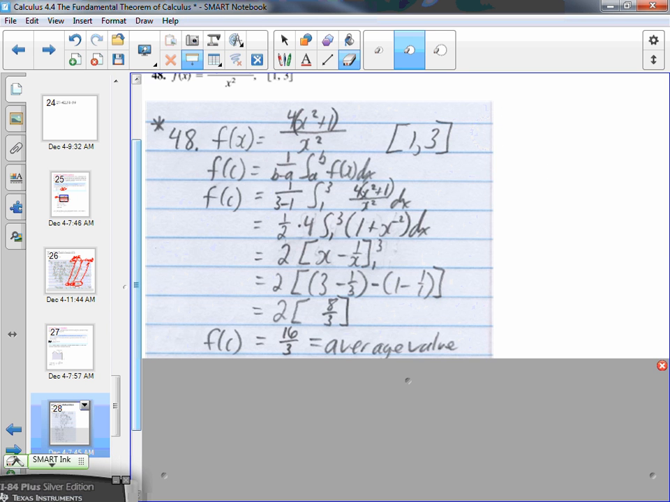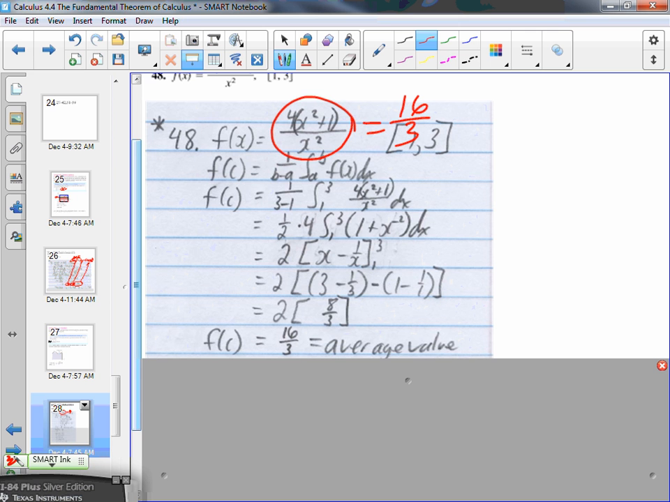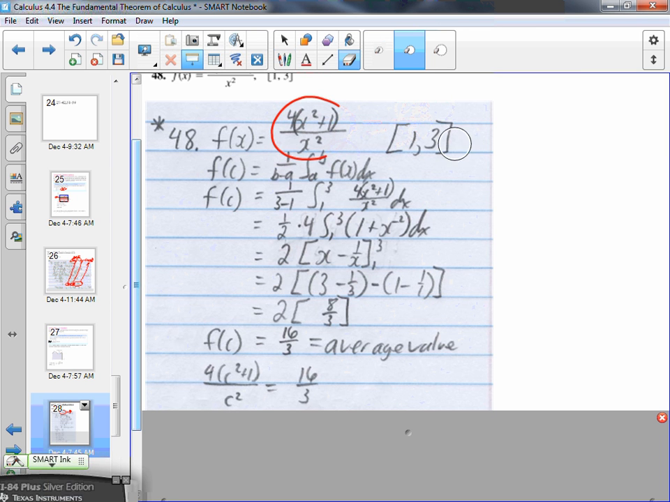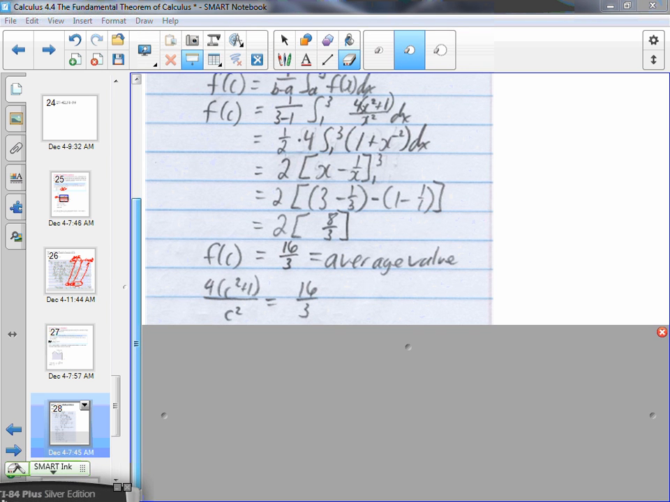All right. Next, they want us to find the x-coordinates that lead us to this average value. Well, so that means we want our function to equal its average value, right? Set the function, and I used c. You can leave it with x's. I don't really care. But take that function and set it equal to its average value. Then it's algebra.